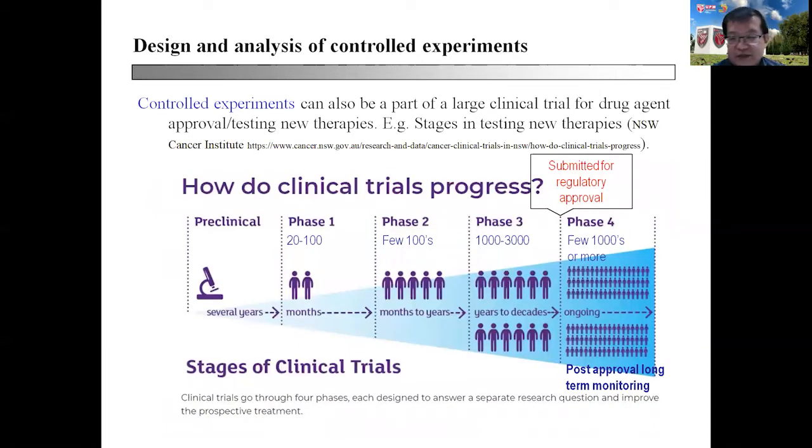To take another perspective based on the New South Wales Cancer Institute, in terms of number, phase 1 typically involve anything between 20 to 100 participants, phase 2 in the hundreds, phase 3 anything between 1,000 to 3,000, whereas phase 4 may involve more than few thousands of participants and may occur over a longer period of time. Phase 4 is actually necessary because it helps us to monitor post-approval long-term monitoring.